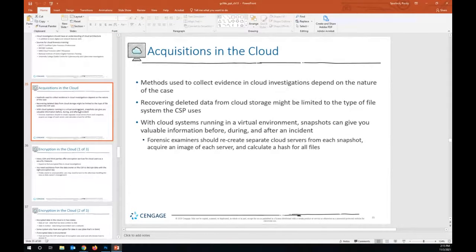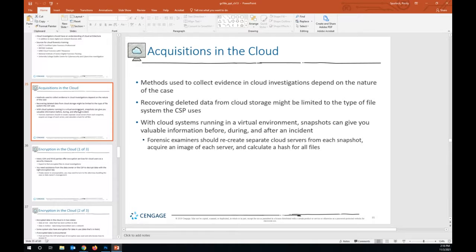The methods used to collect evidence in cloud investigations depend on the nature of the case. There are some scenarios and methods used to collect evidence in cloud equipment. Those are instances involving network penetration through a CSP's firewall, investigating an unauthorized database access, an e-discovery and investigation requiring collecting specific files, recovering deleted artifacts, remote acquisitions, and cloud systems running in virtual environments. So each one of those is going to have its unique challenges used to collect evidence.